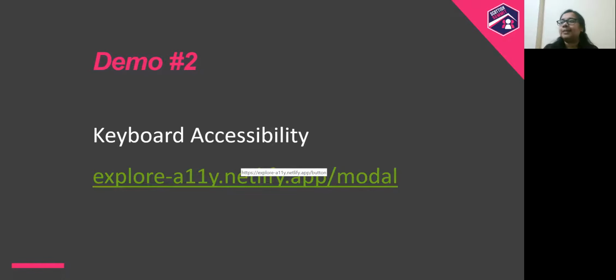Second demo is keyboard accessibility. So as I said earlier, when we use semantic HTML, keyboard accessibility is free for us, like it's out of the box. Now, these are for native HTML elements.